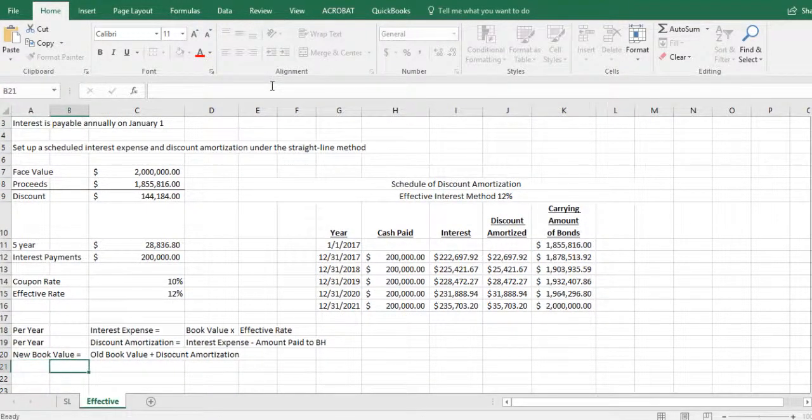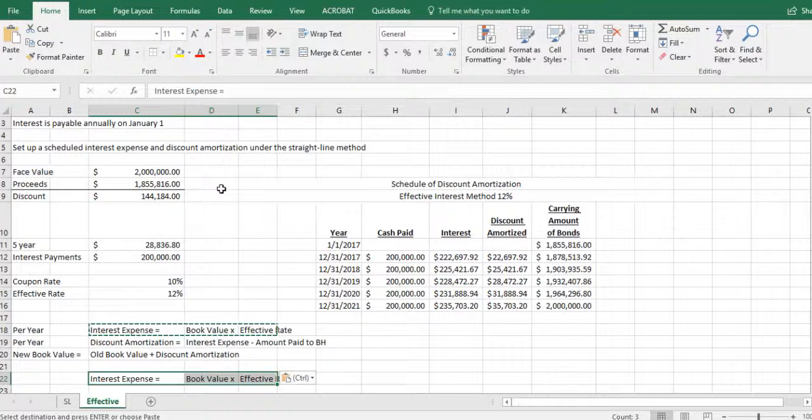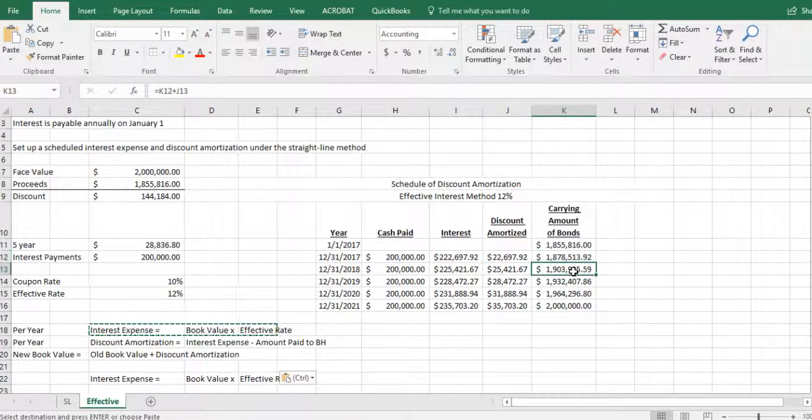So now it's interest expense equals book value. So that's your new book value times 12%, which gives us our interest expense. We remove that from the amount of cash paid out to the bondholders to tell us $25,000 is our amortization. We add that to the old book value and it gives us a new starting book value. And then we just continue that process on and on as it goes.